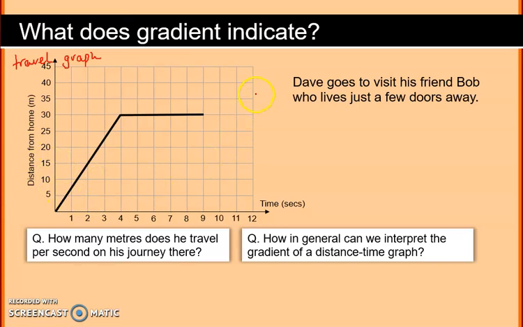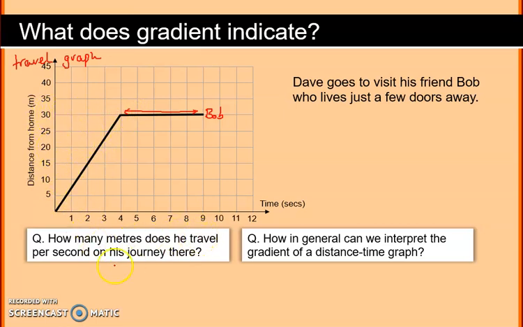And the question that it obviously starts to make you think of is, what can you find from this graph? For instance, this question says, how many meters does he travel per second on his journey to get to his friend's house? Presumably this is him going to his friend's house, and this is him at his friend's house. It's apparently Bob. So he's at Bob's house all the way across here, and this is the journey to Bob, because he's still moving. It looks like he's 30 meters away. It doesn't seem to be very far.